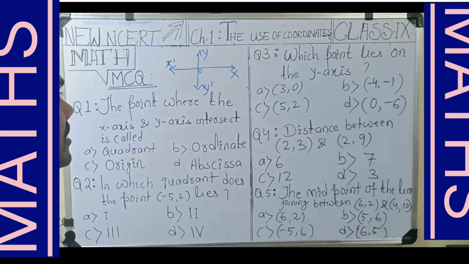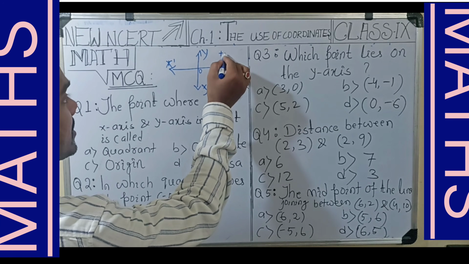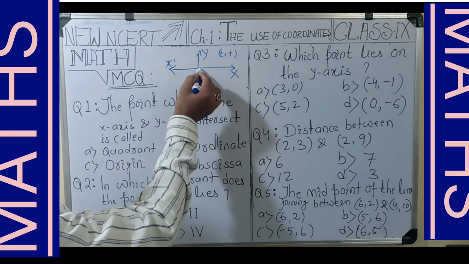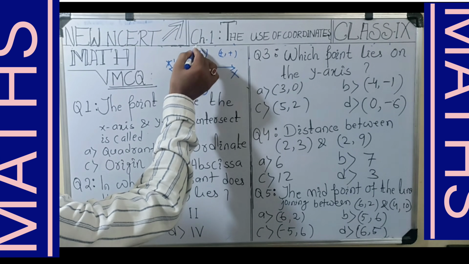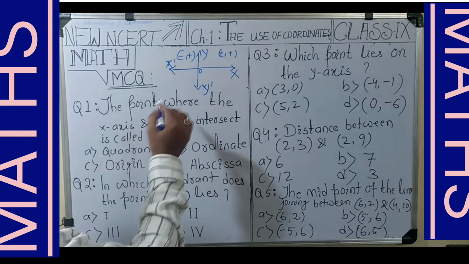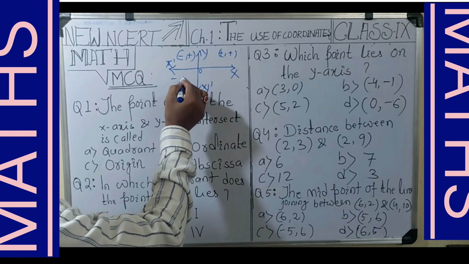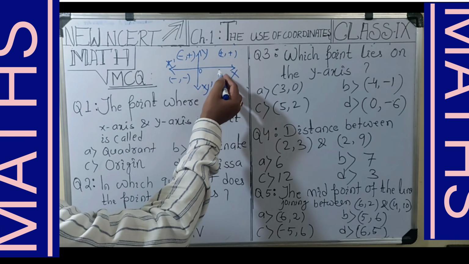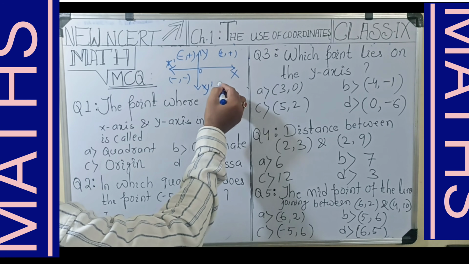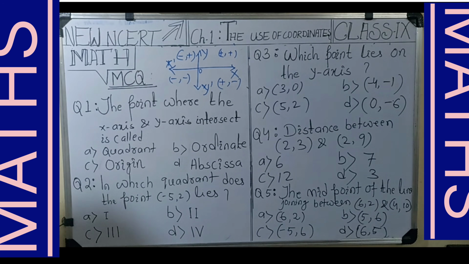taken as negative. So in the first quadrant, students, the x coordinate and y coordinate points are both positive. In the second quadrant, the x coordinate is negative and the y coordinate is positive, so the coordinates will be minus plus. In the third quadrant, both x and y coordinates are negative, minus minus. In the fourth quadrant, the x coordinate is positive and the y coordinate is negative. So now we are going to give the answers accordingly.